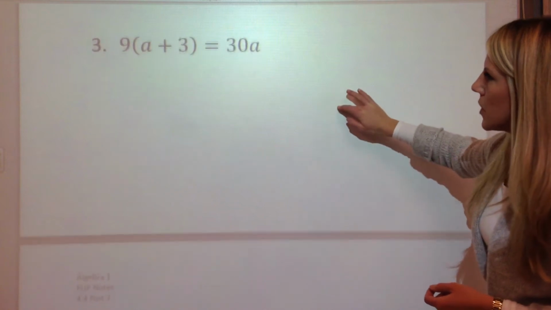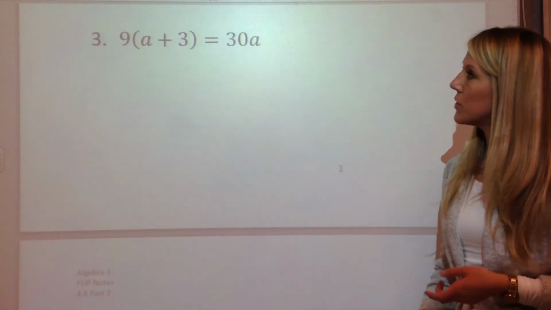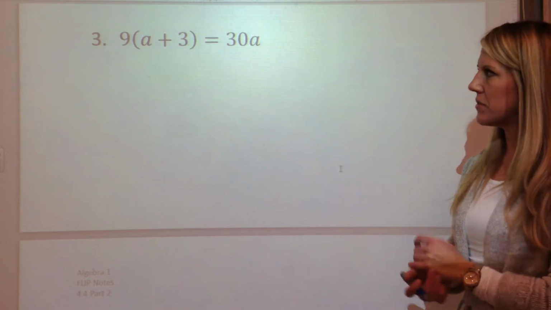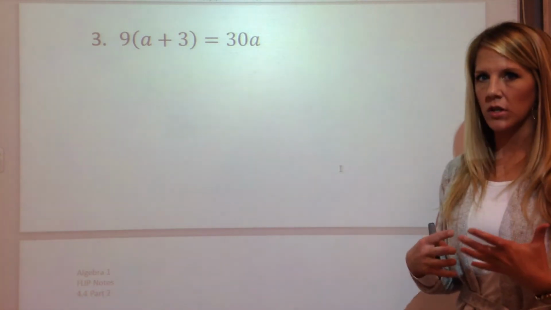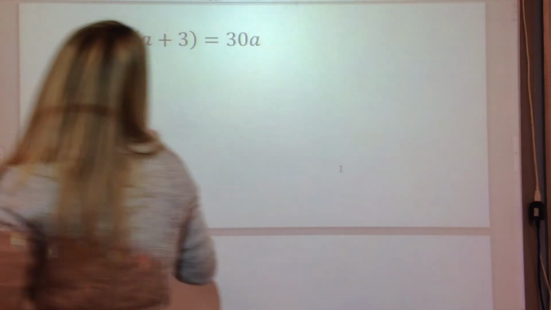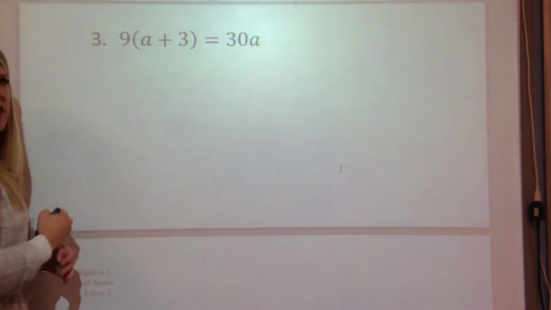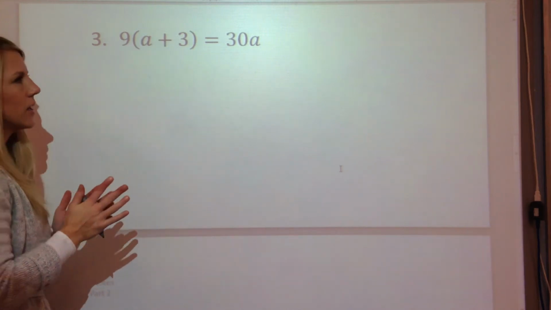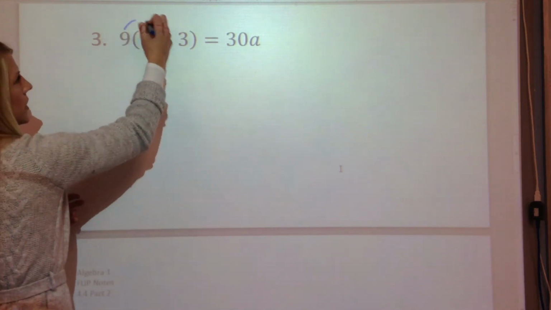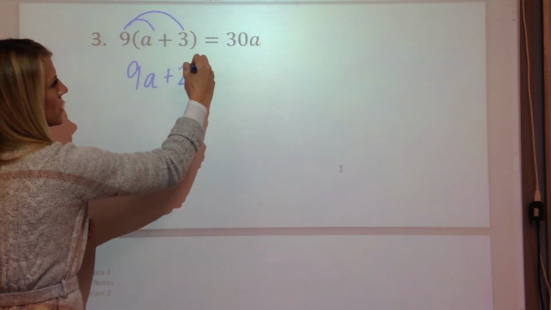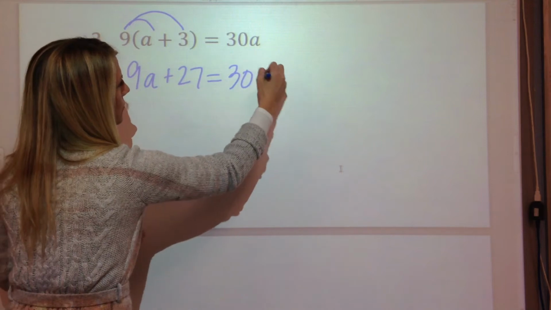Let's look at another one. Okay, 9 times the quantity a plus 3 equals 30a. So again, if I look at the left and right side, I have a variable on both sides, so get one variable to one side and the numbers or the constants to the other. I can't just jump in here and try to start to take away that a because it's trapped inside the parentheses. I would first have to multiply it by 9. So let's do the distributive property. 9 times a is 9a, plus 9 times 3 is 27 equals 30a.